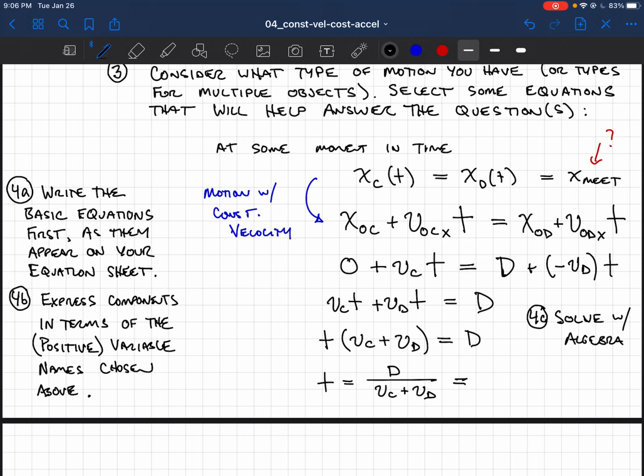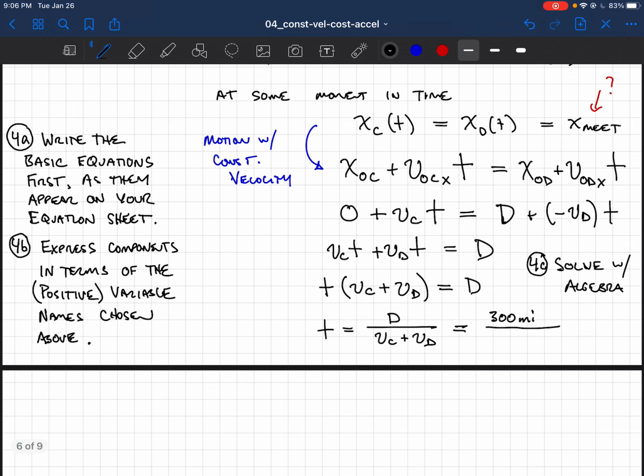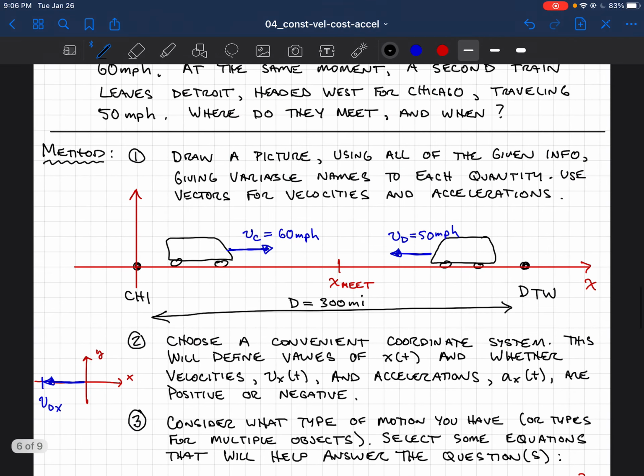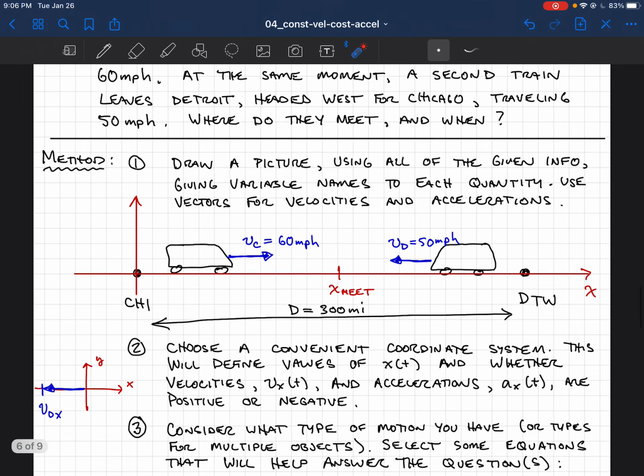And that is 300 miles over, and VC was 60 and VD was 50. So what does that give us? Let's just look at the answer here. That is 2.7 hours, approximately. Okay, so we found the first answer, which is, not the first answer. We found when they met.